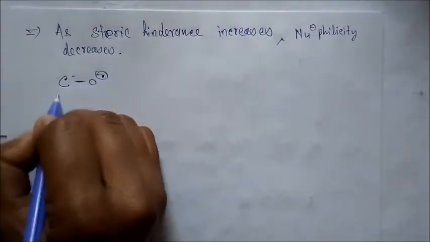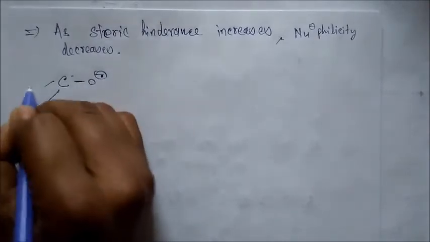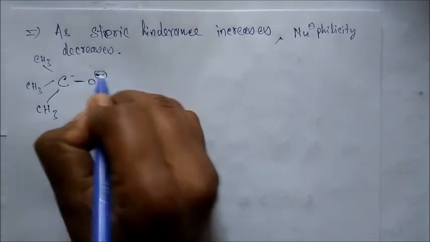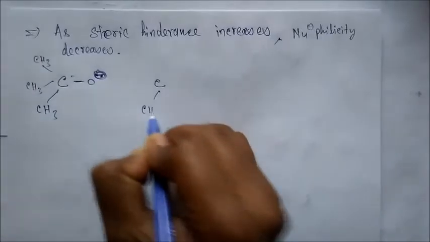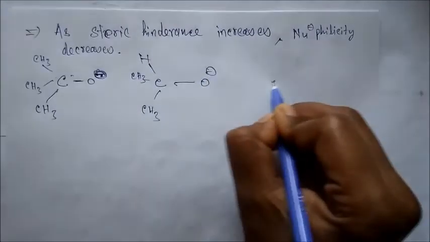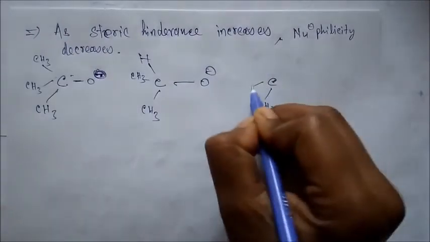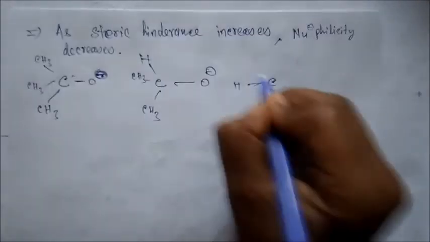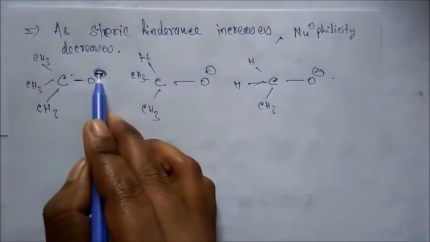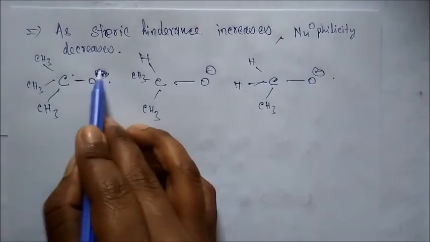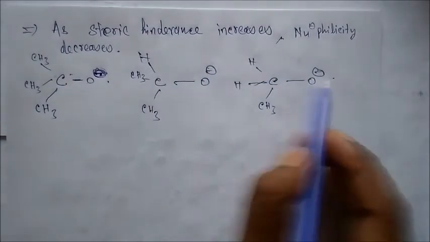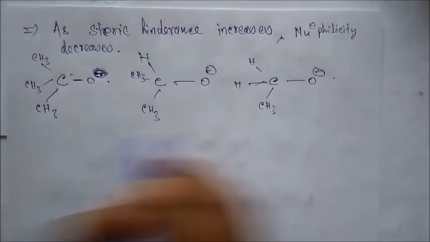Let's say we have CO minus. The last example we have taken is the same as this. We have CH3, one hydrogen, O minus, and we have one CH3 and O minus. Now see, we have seen earlier that basicity is greater here because the electron density here is more compared to here. The basicity is in this order.